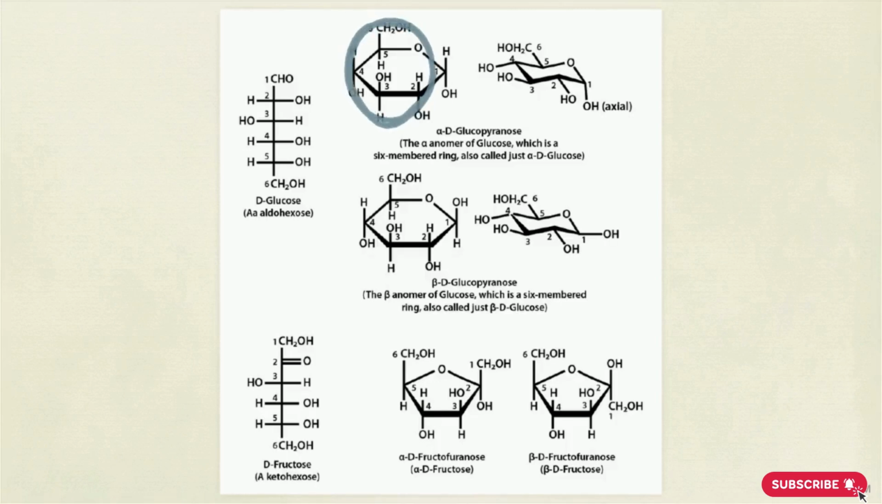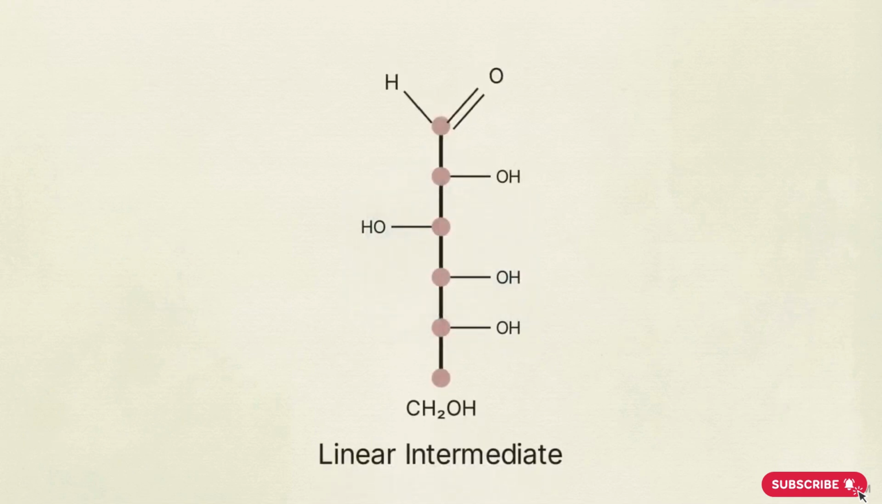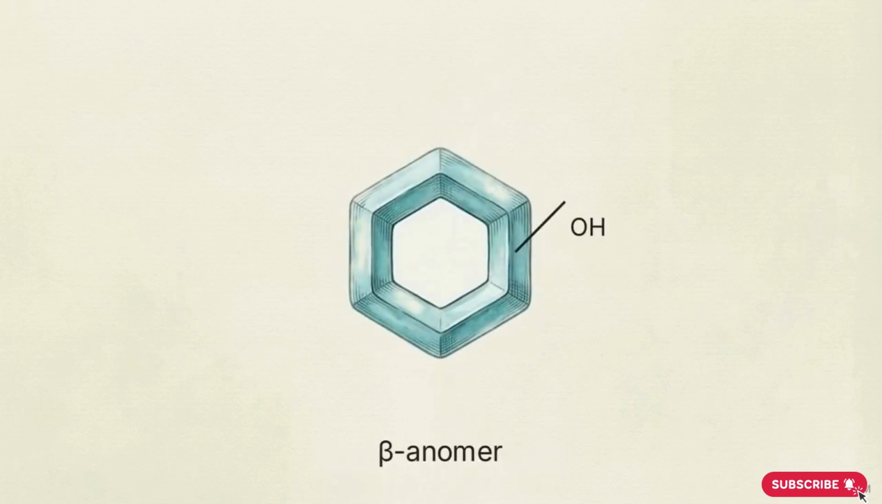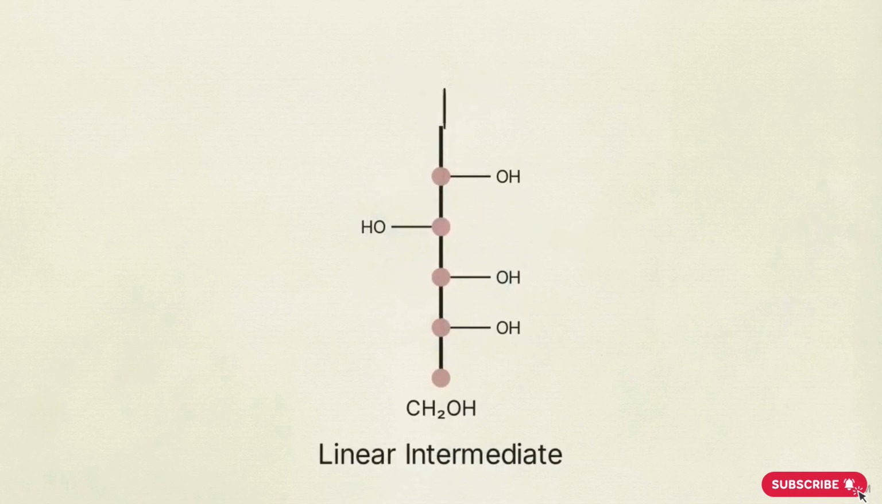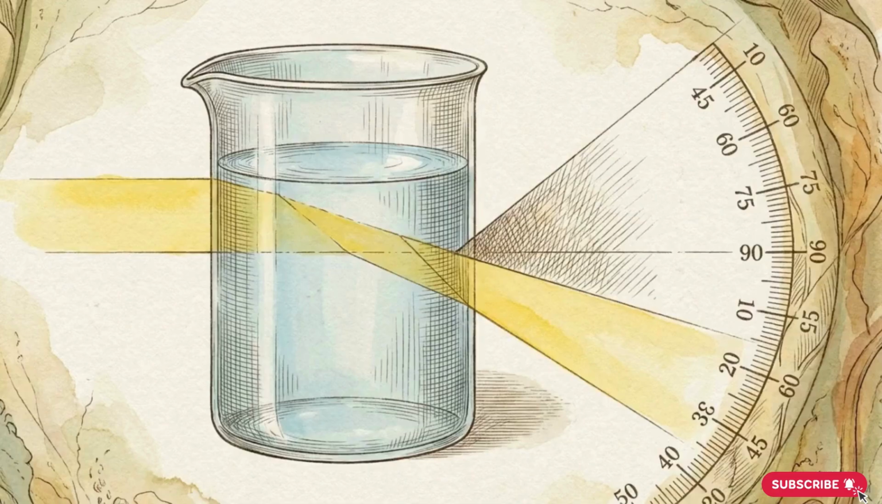In an aqueous solution, the alpha and beta anomers are not locked in place. They undergo a dynamic interconversion process called mutarotation. The ring continually opens into its linear intermediate and snaps back shut, shifting between the alpha and beta positions. This constant shifting alters the specific optical rotation of the solution until it reaches a stabilized equilibrium.